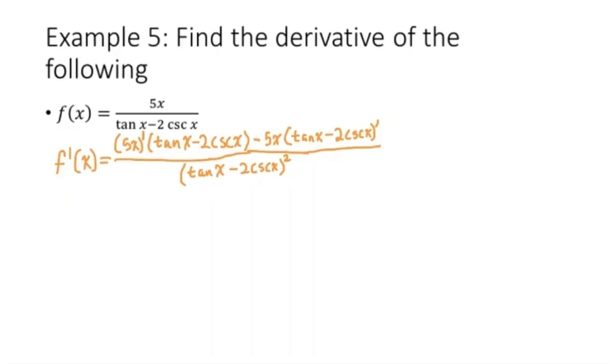Now we can take the derivative of what's remaining in primes. The derivative of 5x is 5.